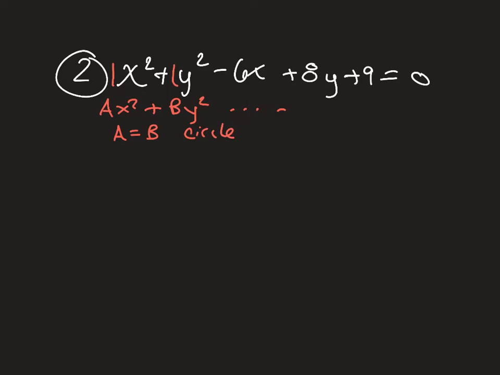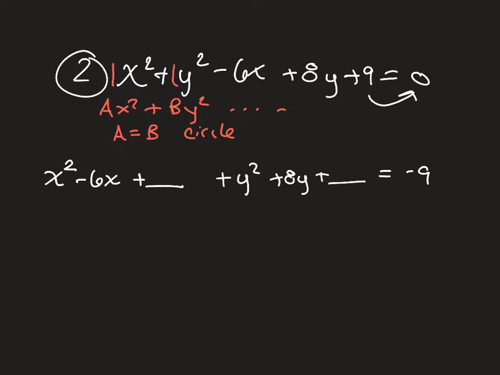So I'm going to rewrite x squared minus 6x plus a blank, plus y squared plus 8y plus a blank, equals a negative 9. I'm going to move that 9 over to the other side. In my first blank, I'm going to do b over 2 squared. So negative 6 over 2 is negative 3. Negative 3 squared is a 9. And if I add a 9 on the one side, I have to add a 9 on the other side. Do the same thing for the y stuff. B over 2 squared. So 8 over 2 is 4. 4 squared is 16. Plus 16.